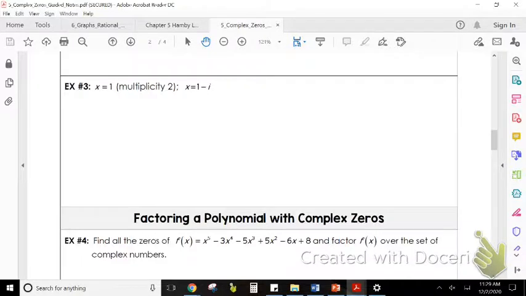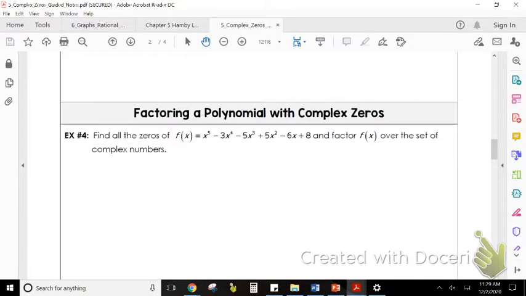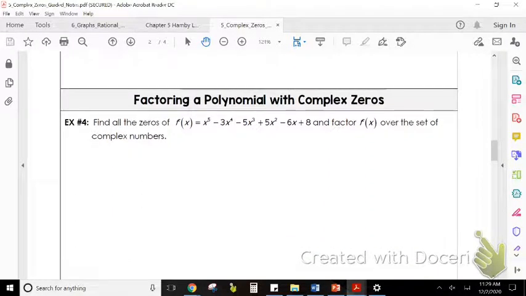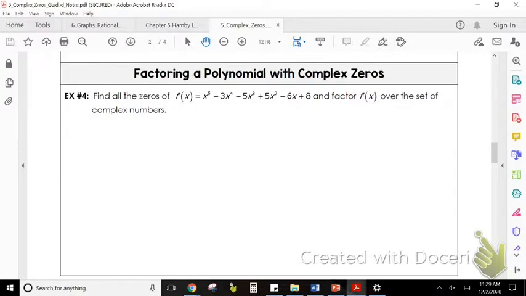Alright, but what happens if they just give us a polynomial now and they tell us to find the zeros and to factor it? Well, that's what they're going to do here in example 4. So it says find all the zeros of f of x equals x to the fifth minus 3x to the fourth minus 5x cubed plus 5x squared minus 6x plus 8, and then factor it over the set of the complex numbers. Well, remember, if they don't give us a zero and we can't factor it out, then we're going to have to use our p's and q's.